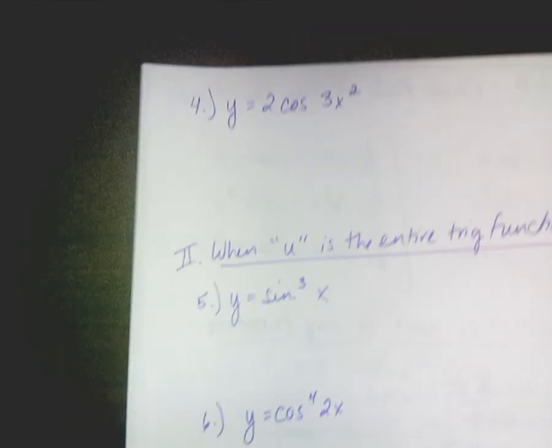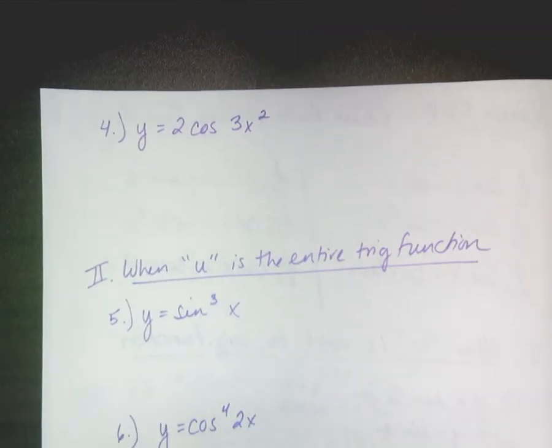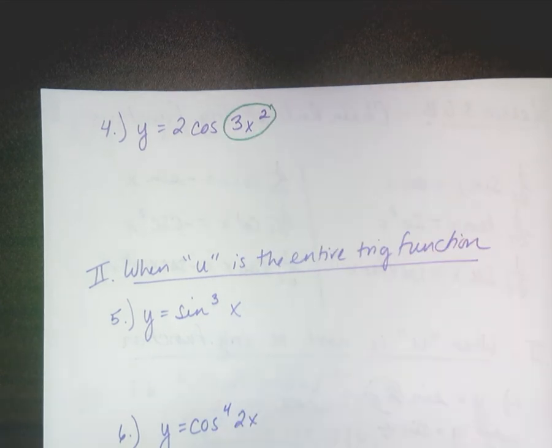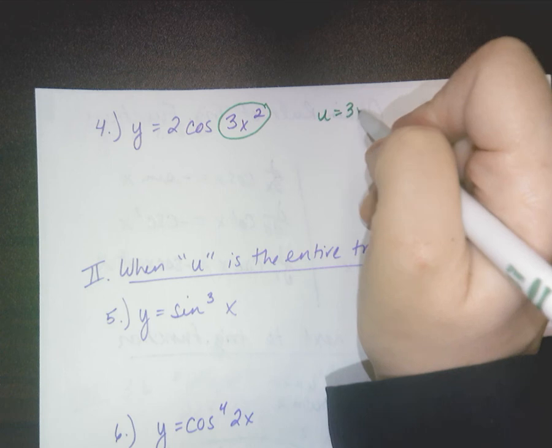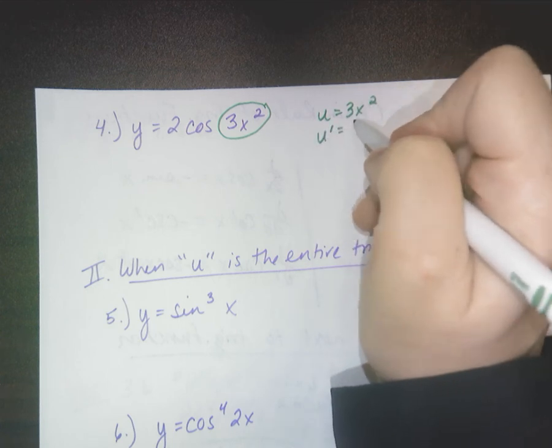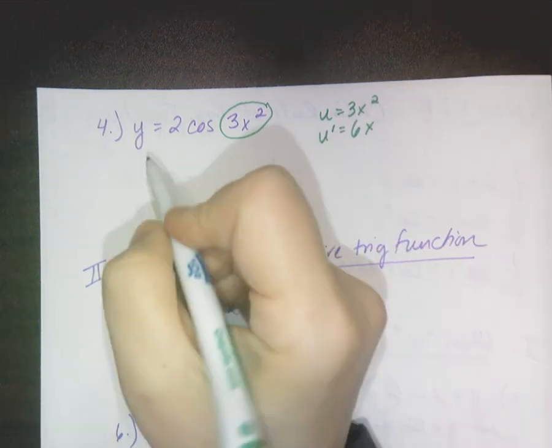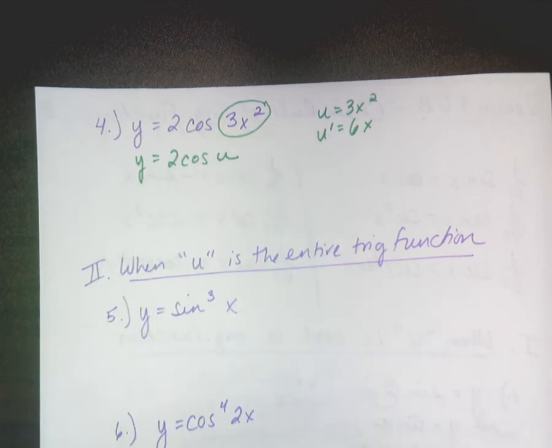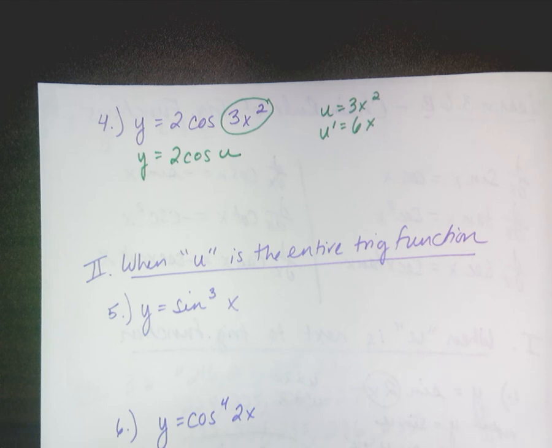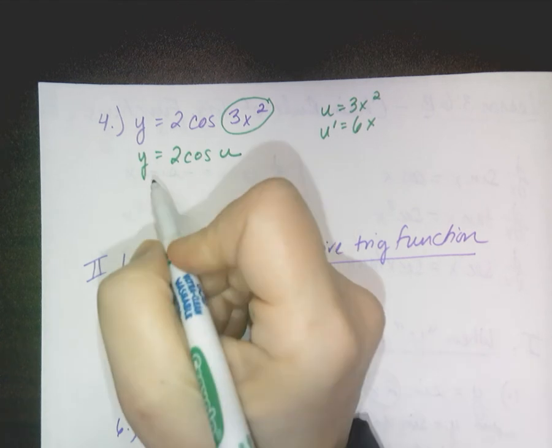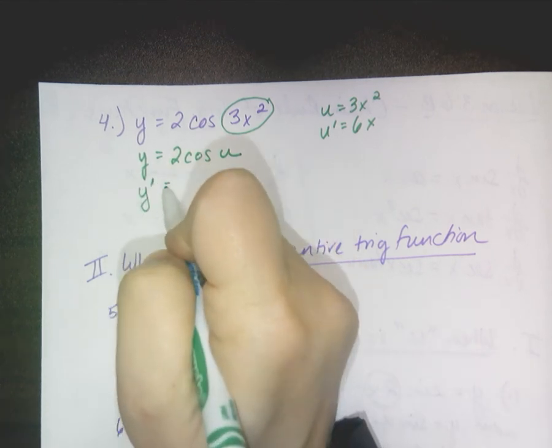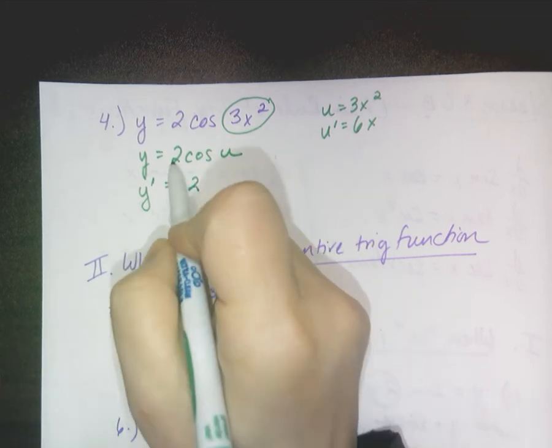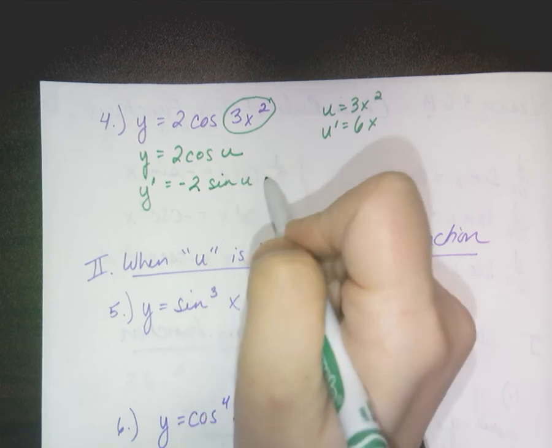Let's do one more of these when the U is next to the trig function. 2 cosine 3x squared. So again, this becomes my U. The derivative is 6x. Rewrite this as 2 cosine U. The derivative of cosine is negative sine. That 2 is just a constant, it will stay when we take a derivative. So it'll be negative 2 sine U times the chain.